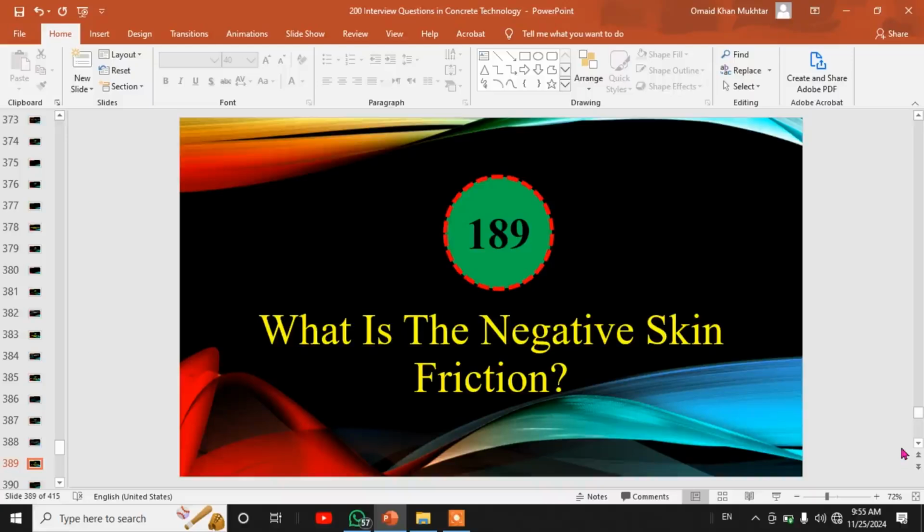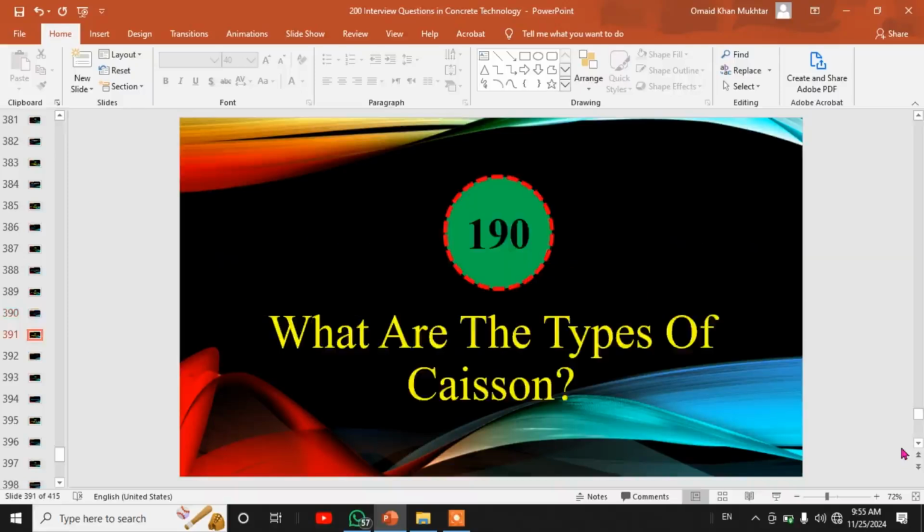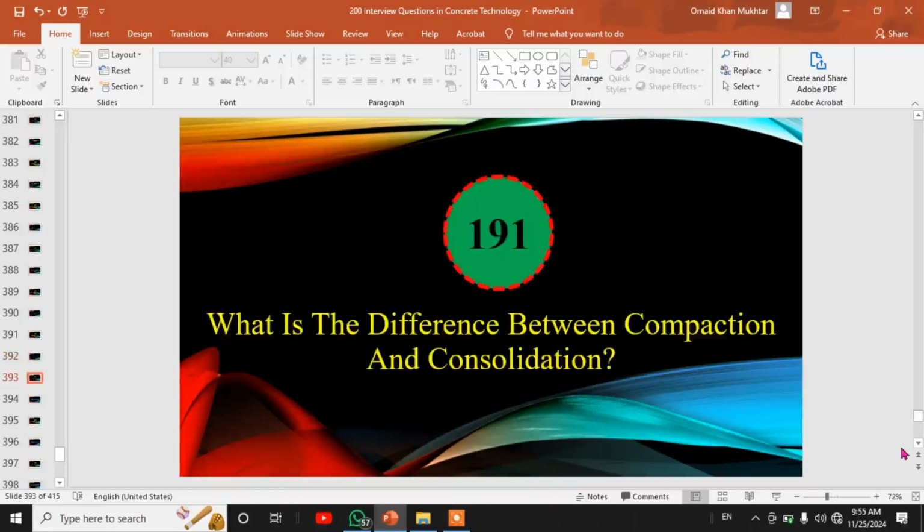189. What is the negative skin friction? When a portion of the soil layer surrounding the pile shaft settles more than pile, then pile experiences downward drag that is called negative skin friction. 190. What are the types of caisson? The types of caisson are following: box caisson, open caisson, pneumatic caisson.